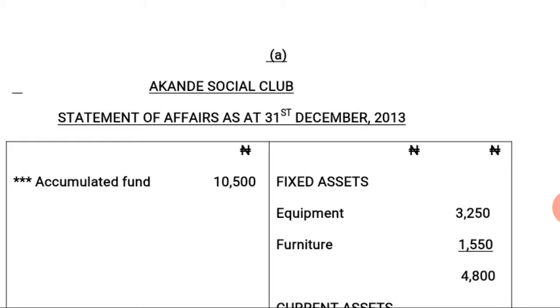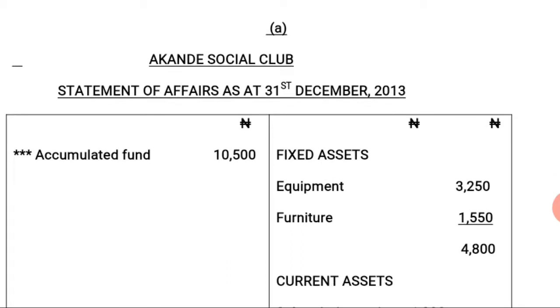So without me wasting our time, let us look at how to prepare all those accounts that are required by the question. The first one is the statement of affairs as at 31st December 2014.